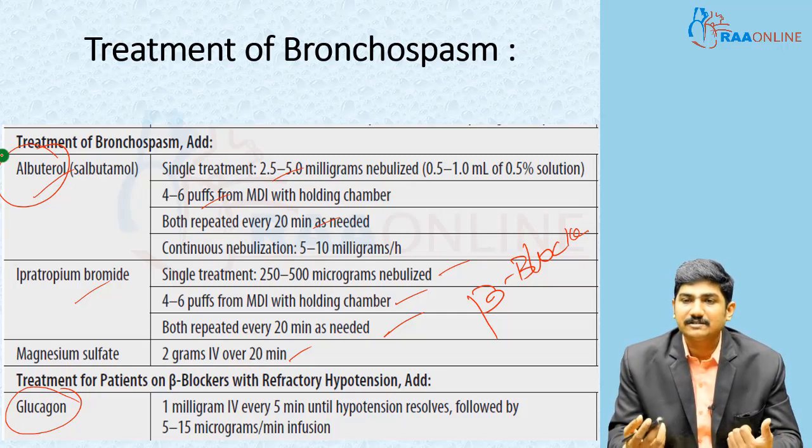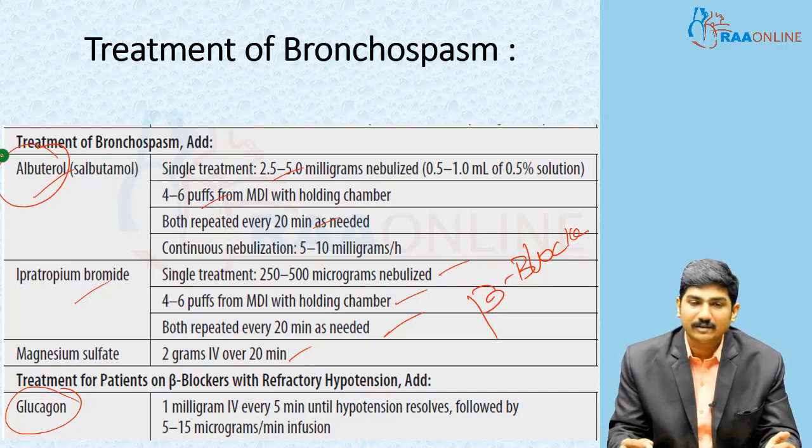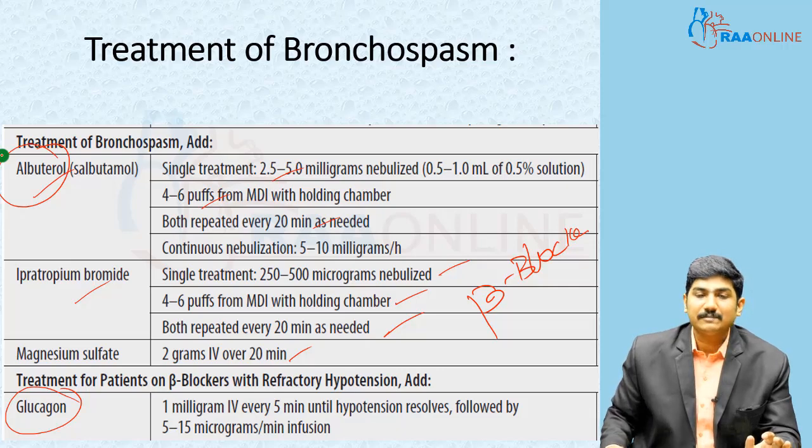If your patient is on beta blockers, you're going to encounter a very refractory hypotension. In that case, go ahead with glucagon, 1 milligram IV every 5 minutes until the hypotension resolves, followed by a 5 to 15 micrograms per minute infusion.